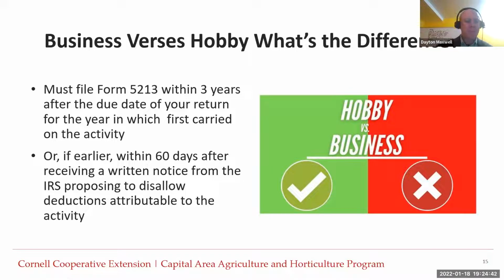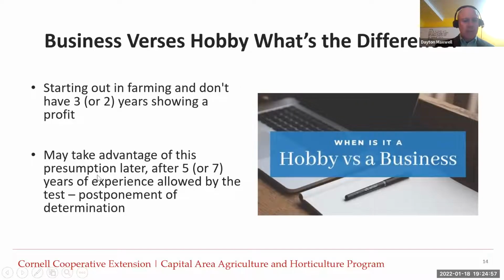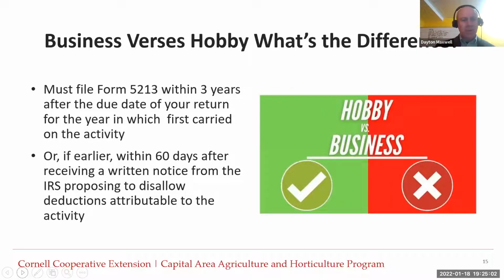within 3 years after the due date of your return for the year in which you first carried on the activity. So looks like 3 years in, you can fill out that form and just say, hey, I'm going to postpone my profit determination, and you can work with your tax preparer on this. Or, if the IRS sends you a notice and says, hey, we think you're a hobby and not a business, you can fill out the 5213 within 60 days.